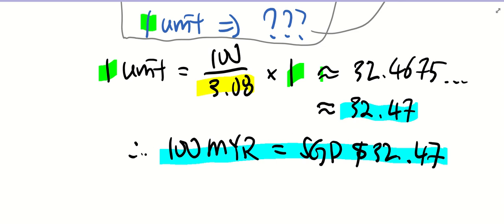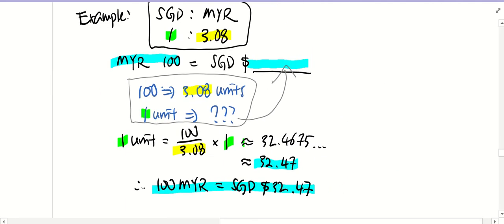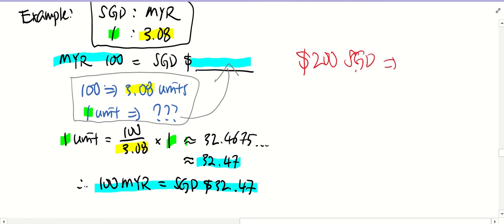But if we want to convert from Sing dollars to ringgit, I think it's even easier. Let's check an example. If I have, for instance, 200 Sing dollars, SGD, how much is it in Malaysian ringgit, MYR? Most of us will immediately get the answer: 3.08 times 200, right? Instinct will probably tell us that.